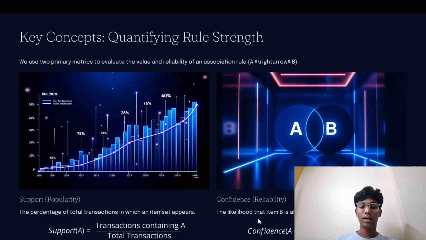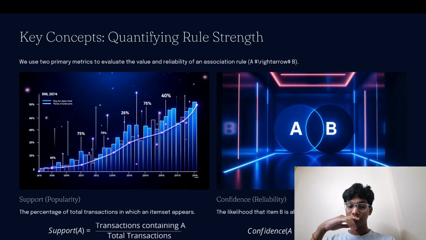That's the support. And next, confidence. Confidence is the likelihood that item B is also bought when item A is purchased. And this is the mathematical formula you can see.